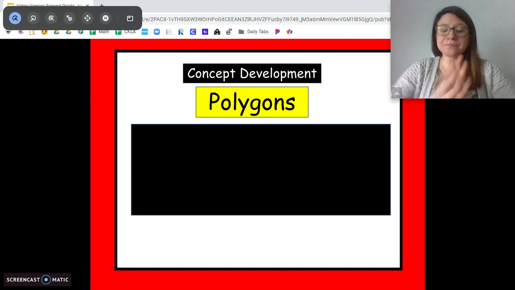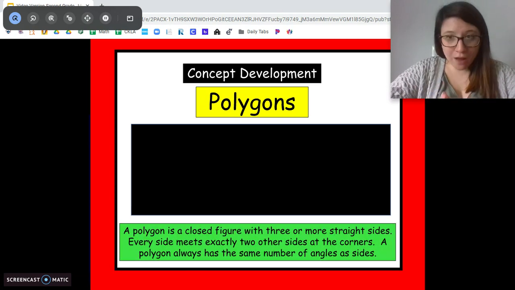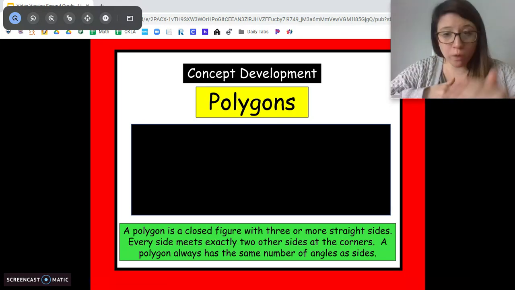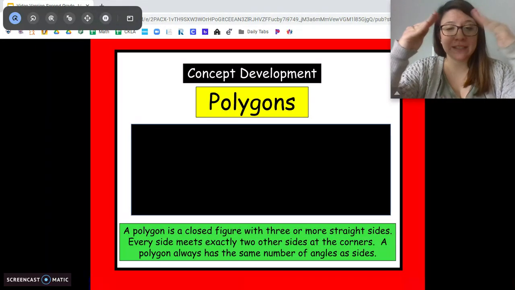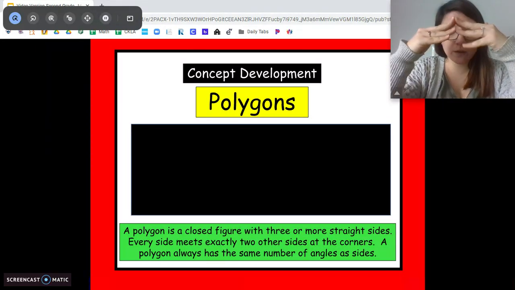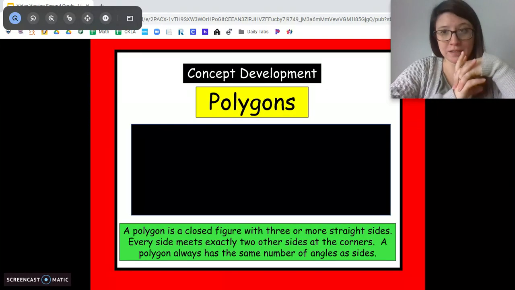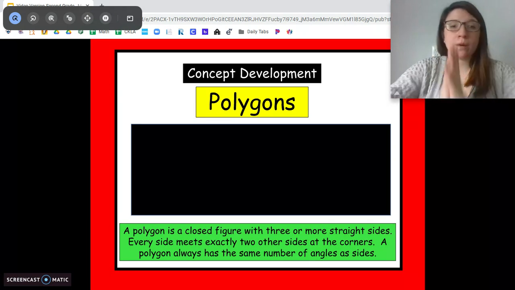Good. Okay. Today we're going to be talking about polygons. A polygon is a closed figure with 3 or more straight sides. Every side meets another 2 sides at the corner, and they always have the same number of angles as sides. So go ahead and say the word polygon. Good. This is what we're going to be talking about today.